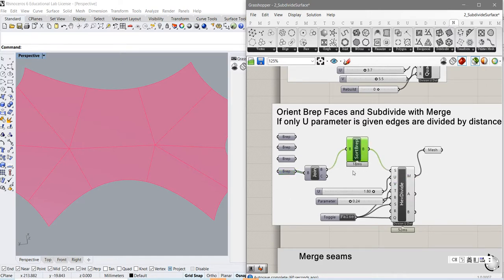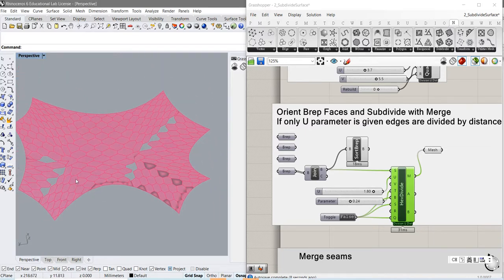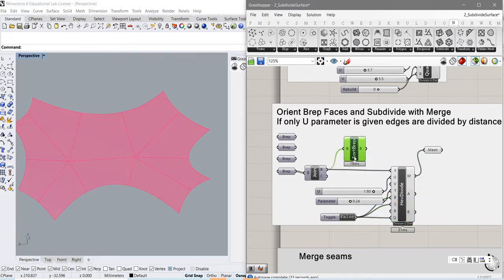So let's think: if we don't sort it, you see? Now there are problems for this subdivision. Somehow they need to reorganize the surfaces. Then the algorithm for dividing this surface into hexagonal patterns works. So you need to use this component to sort the breps, and then you divide it. Then it will work.